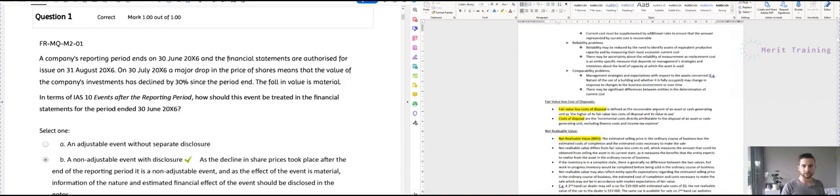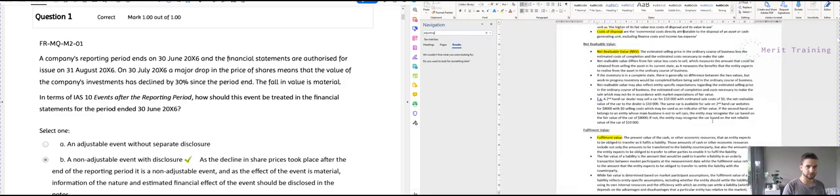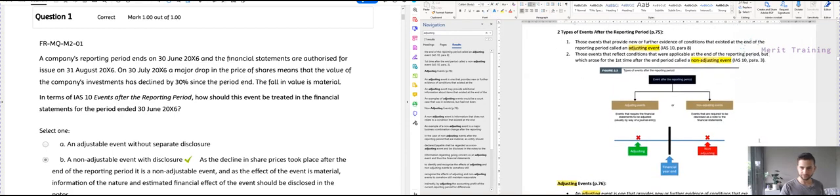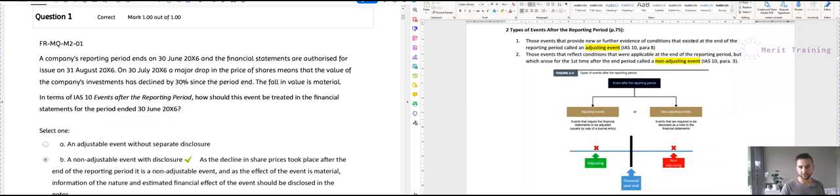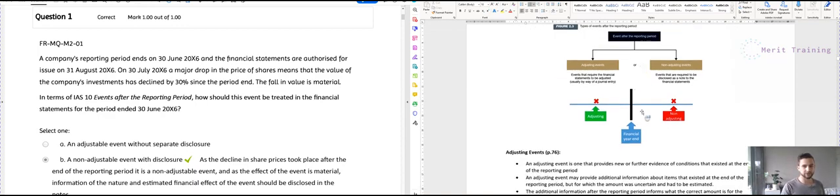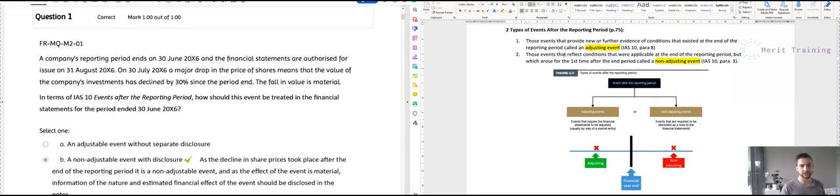So let's do a Control F for adjusting. So here we have it, it's taken us straight to adjusting events. So those events that provide new or further evidence of conditions that existed at the end of the reporting period are called adjusting events. So we need to know if something happened at the 30 June. So basically, like if it's a court case that existed at 30 June, but they just don't know the outcome, and that happens like 2 months later, and they learn the outcome 2 months later, and then that would be an adjusting event because it occurred. Sorry, it was known, but now there's new or further evidence of conditions that existed that we're just finding out.